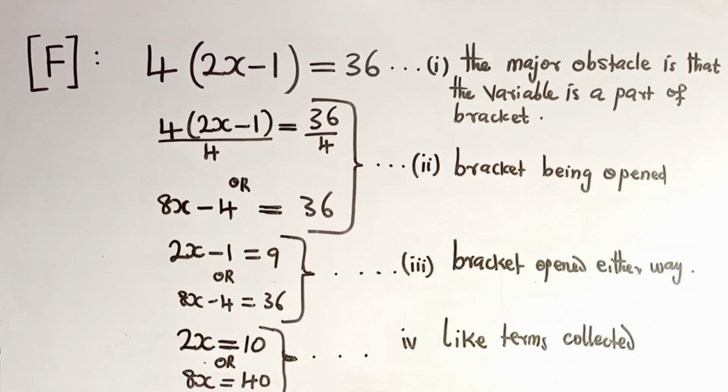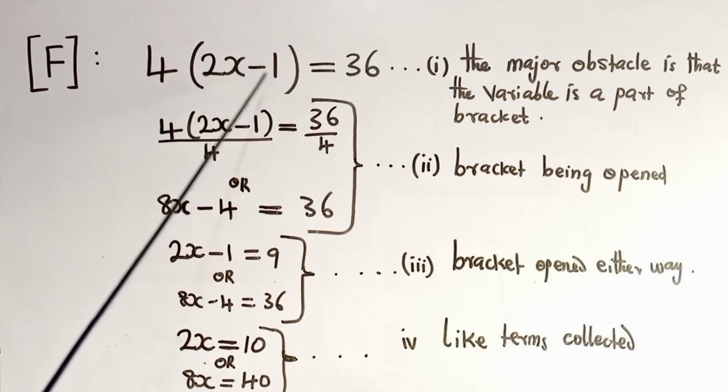Let us use the following example to learn how to open bracket in the process of solving ordinary algebraic equation. This example says 4 bracket 2x minus 1 is equal to 36. Let's see how to go about it. The example on the board, that is example number F, is meant to teach us how to open brackets. That is how to clear an obstacle which appears in form of a bracket in an equation.